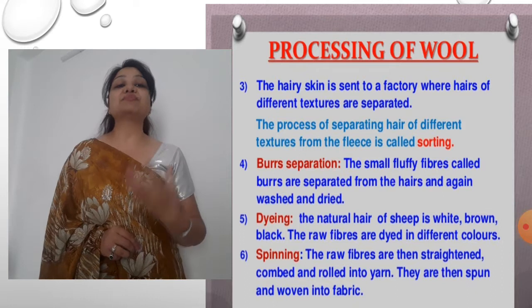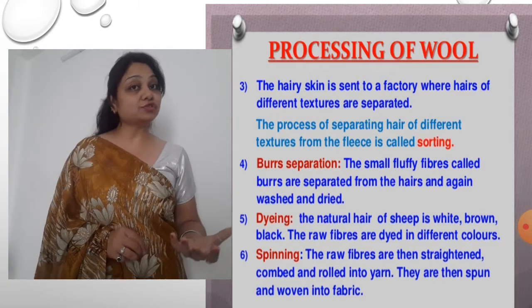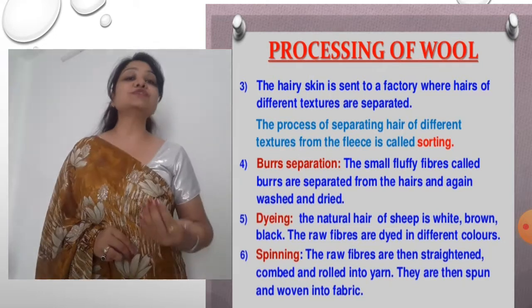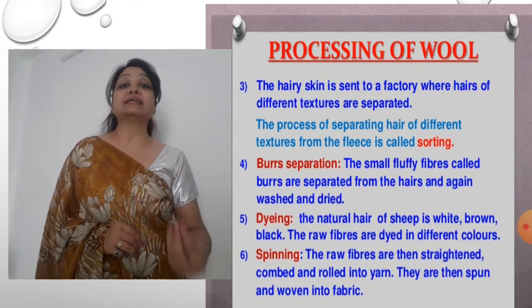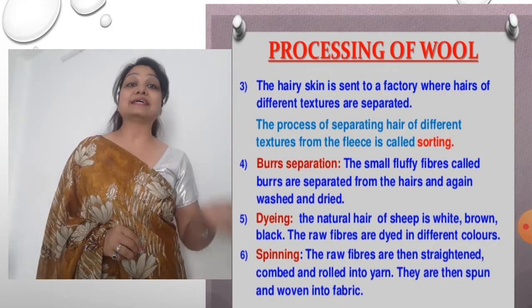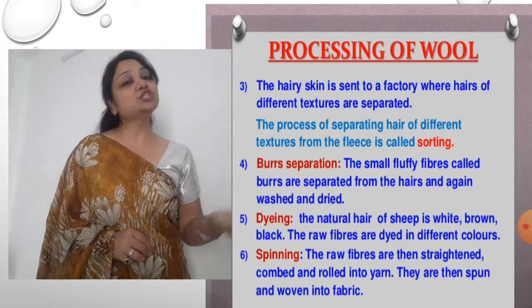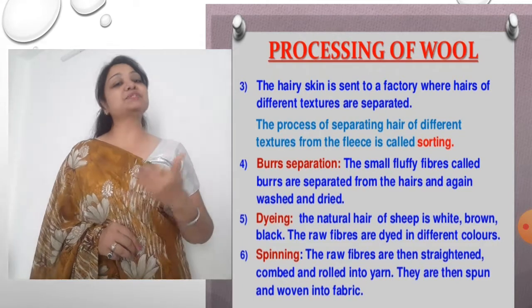The fifth step is dyeing. The natural hair of sheep is white, brown, black. So if we want different colors of the wool, we need to dye them in different colors. So in the next step we do the dyeing of these fibers. The raw fibers are dyed in different colors. Like we do coloring of our hair, in the same way we do coloring of sheep's hair because we want different colors of wool. The last step is spinning.